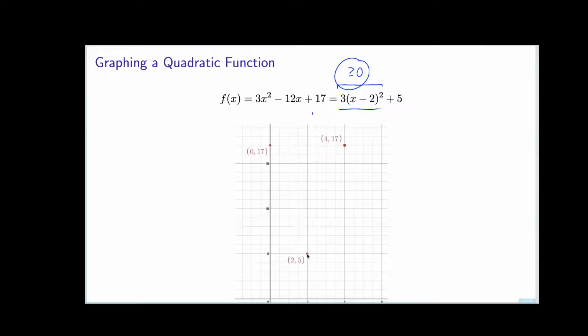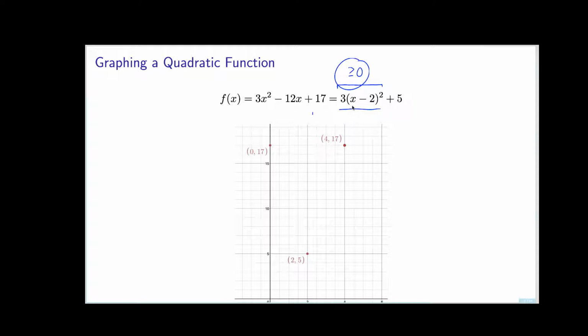So we have one point in our parabola, and we also know that this is the minimum value, or the smallest point in our parabola. Again, it is important to understand why this is the case. We know that 3(x minus 2) squared is never negative, so the very smallest it could be is 0, and that occurs when x equals 2.